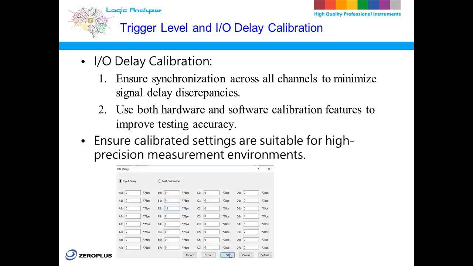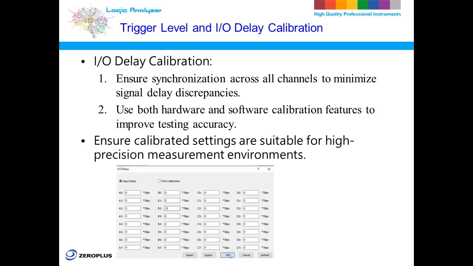To achieve effective calibration, we need to combine the hardware and software features. On the hardware side, the calibration fixture provides the necessary test signals. On the software side, it automatically adjusts for the delays, ensuring optimal measurement results. After performing I/O delay calibration, you'll notice a significant improvement in signal synchronization and delay control during the testing process, which is essential for high-precision environments.